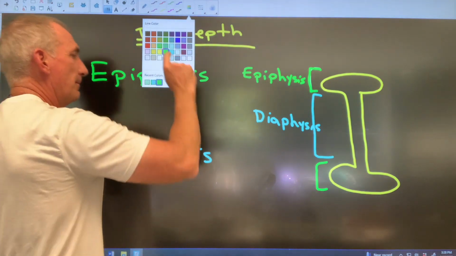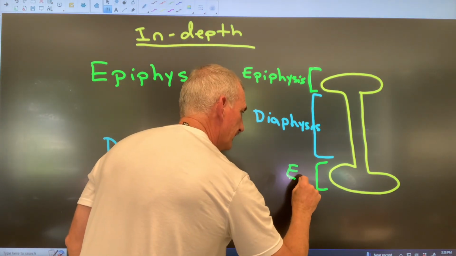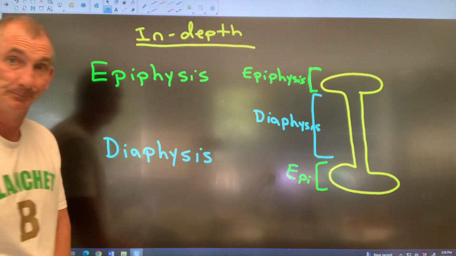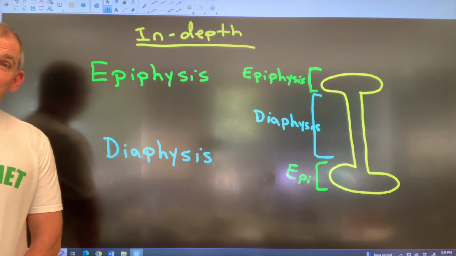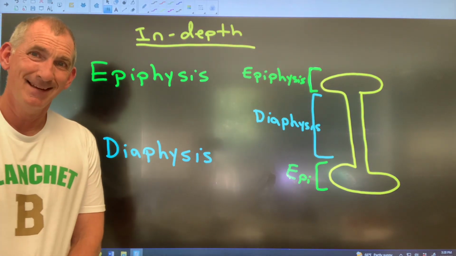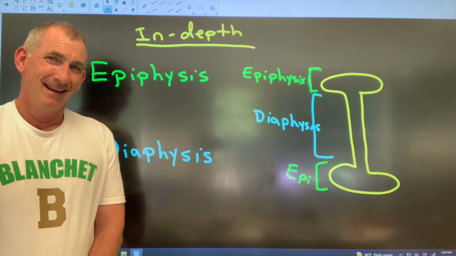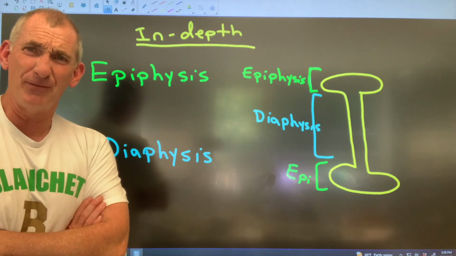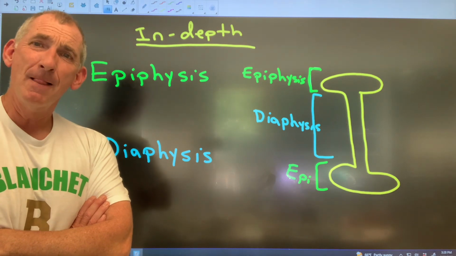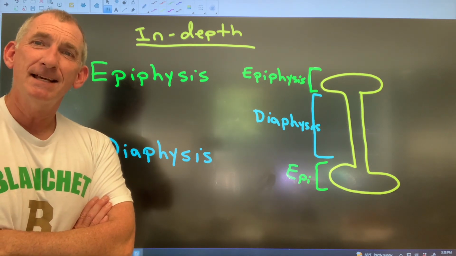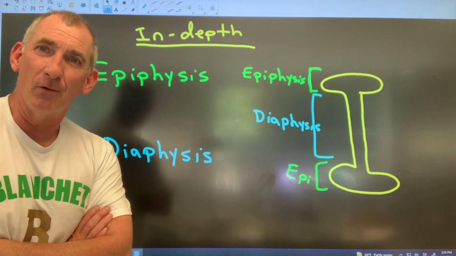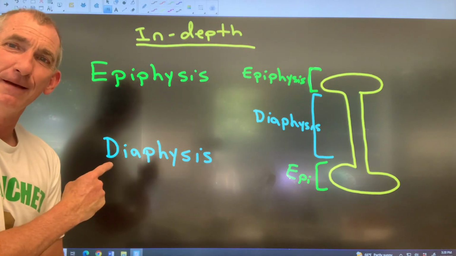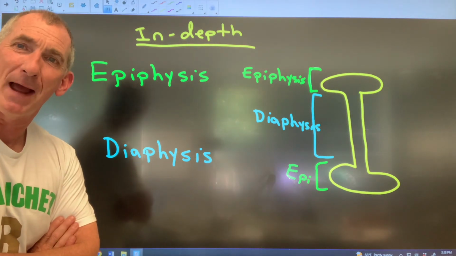Okay, to finish up my picture, I put epiphyses down here. See, Gabe, each one of these is different. The epiphyses is made up of spongy bone, whereas the diaphyses is made up of compact bone.